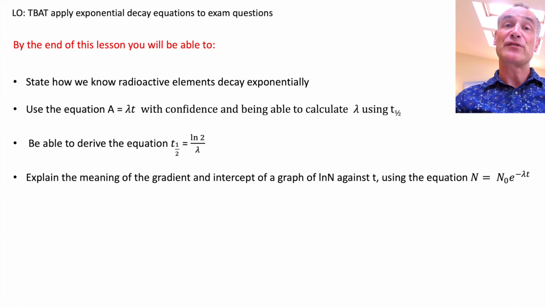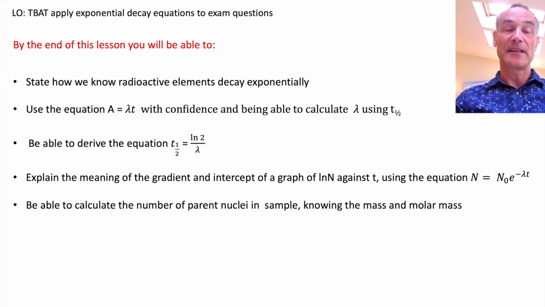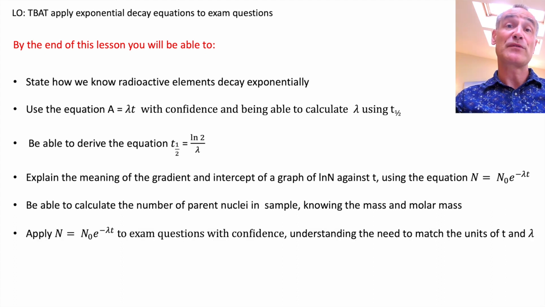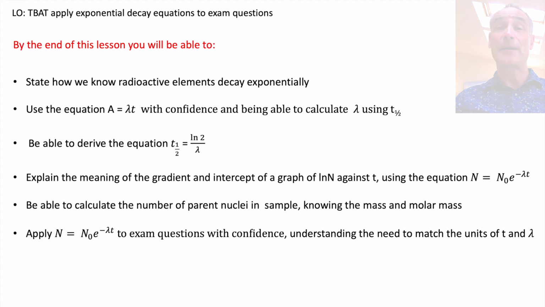You should be able to explain why you can plot a graph of ln A over t and what the gradient and the intercept mean and why. You should be able to calculate the number of parent nuclei knowing molar mass and the mass of the sample. You should also be able to apply a decay equation with confidence and understand that the units of lambda and t must match.